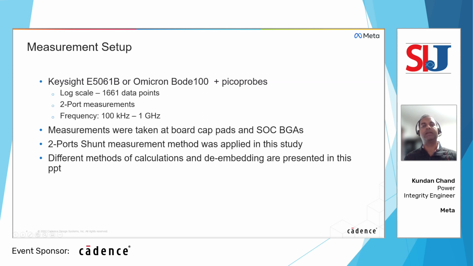The measurements were taken at the board capacitor pad locations. If it's a bare board, we just probe the pads of the capacitor, and also we probe the BGA pin pairs. We already discussed the two-port method, and next we'll show the different methods, how we did the calculation and the de-embedding which was applied for the measurements.